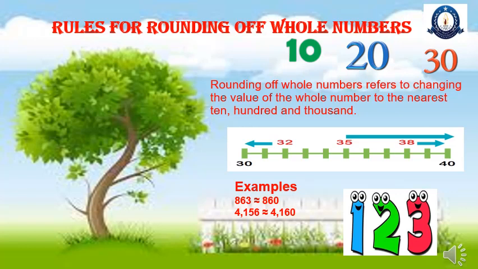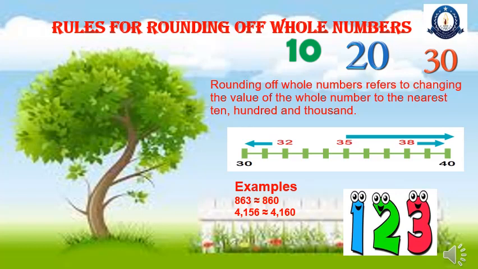Which number is on the tens place? 3. The next number is 5. 5 belongs to which family? Up or same? Up family. Now 3 will go one step up. So the answer will be 40. 3 will go one step up. In place of 3, 4 will come. And in place of 5 we will add 0. So when we round off 35, the answer will be 40.